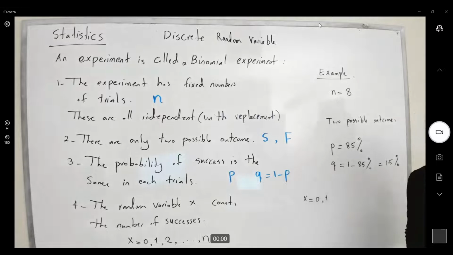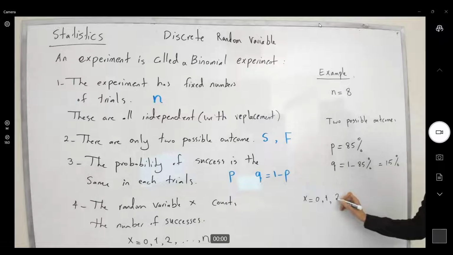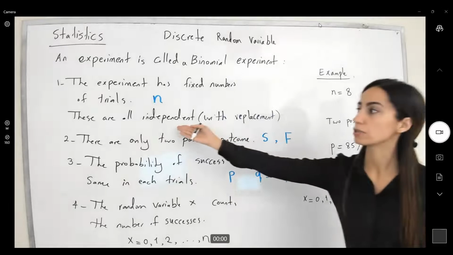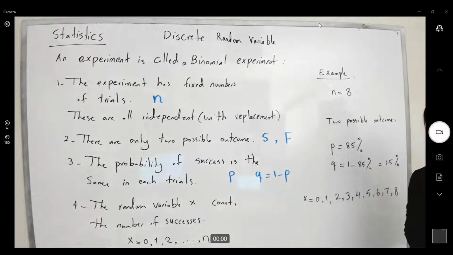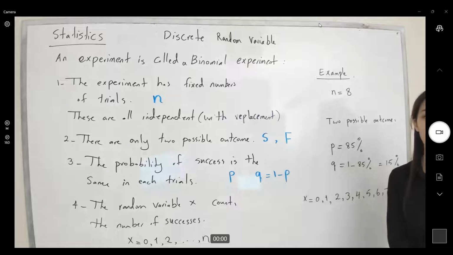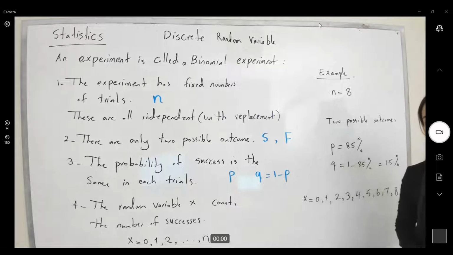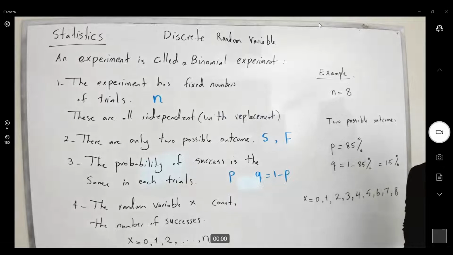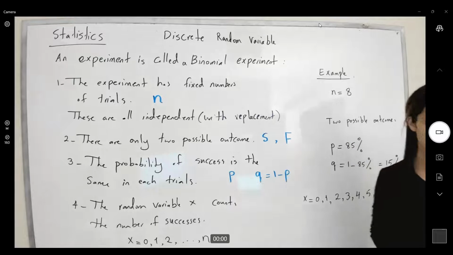Or just 1 successful surgery. Yep. Or 2 successful surgeries, 3, 4, 5, 6, 7, and finally, all of those surgeries may be successful, so it's going to be 8. Remember that all those events are independent from each other. Surgery on one patient has nothing to do with surgery on the second patient, the third patient, and so on. So in that example, we have a binomial experiment.